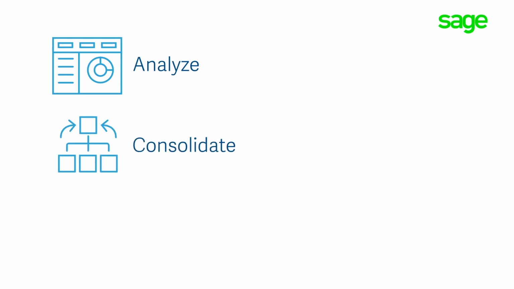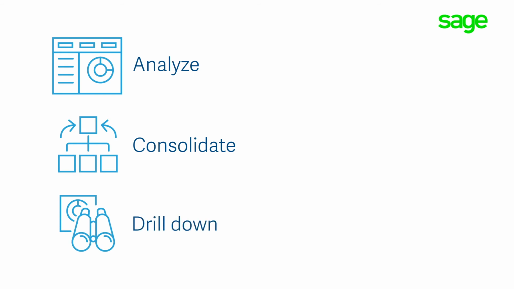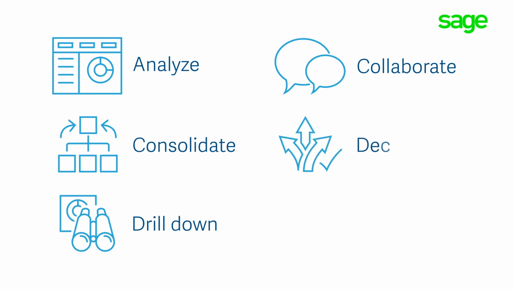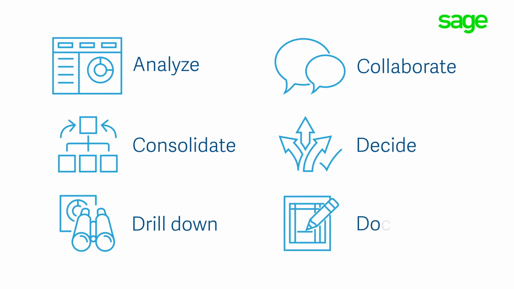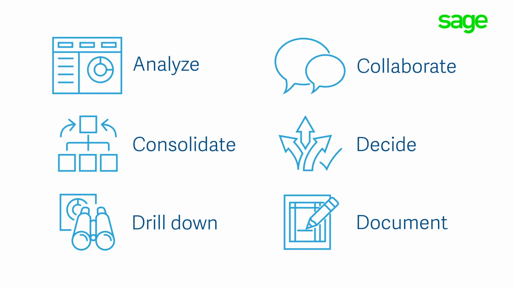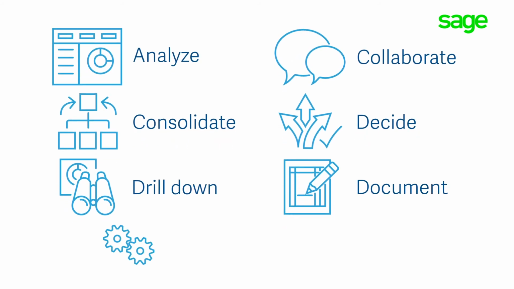In summary, using Sage Intacct's dashboards as a starting point, we analyze the data and results in real time using financial and operational data consolidated from across the organization. We drill down to see the meaning behind the numbers, transactions, and collaborative conversations. Based on this information, we made key decisions about the direction of the organization. And then, and this is important, we documented those decisions in the context of the financial records for future conversations. Along the way, automated processes keep the company GAAP compliant and audit ready.